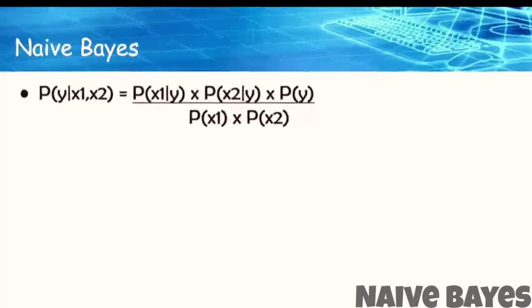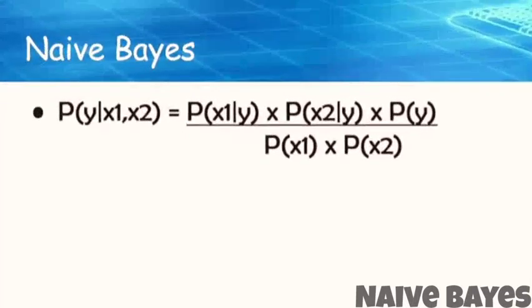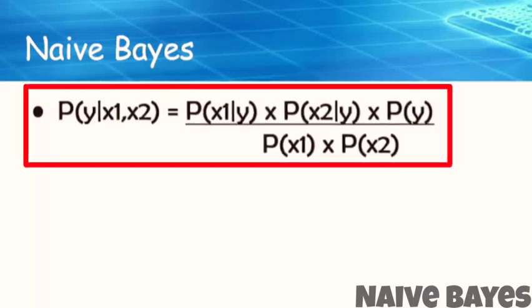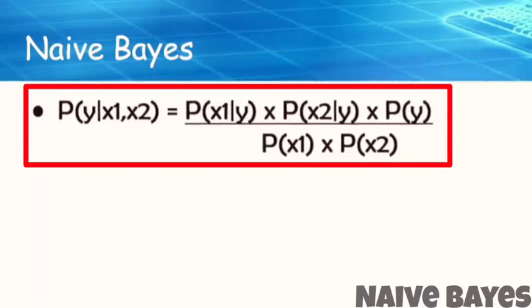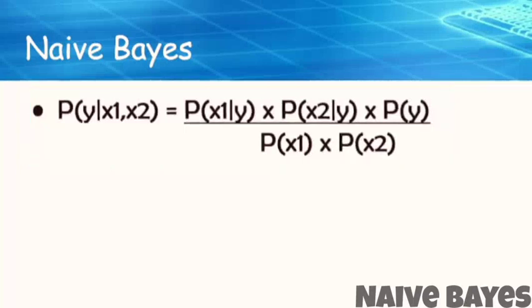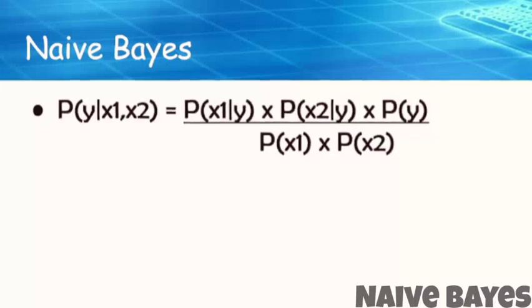Now a bit more information about naive Bayes. The example we saw had only one conditional statement, but usually the event will have multiple features. So here, the probability of y given x1, x2 by Bayes formula is the probability of x1 by y into the probability of x2 by y into the probability of y, whole divided by the probability of x1 into the probability of x2. So this is for 2 features, and usually it might be even more than 2 features.